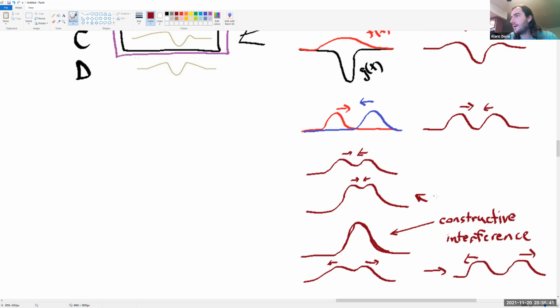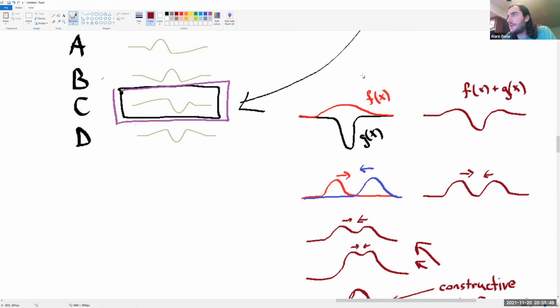As a matter of fact, all of these are constructive interference because the waves are adding up. Here we have what's called destructive interference because we have the waves kind of canceling each other out a little bit. Destructive interference. So in this region right here, where we have that kind of short negative peak there, there's destructive interference. The two waves are working against each other, so to speak.